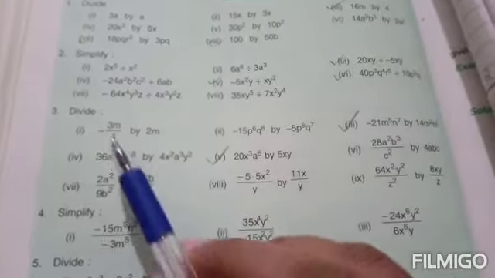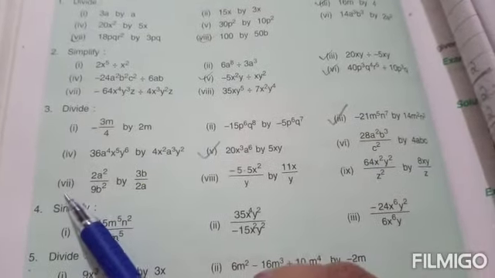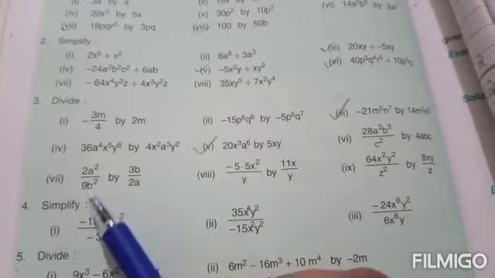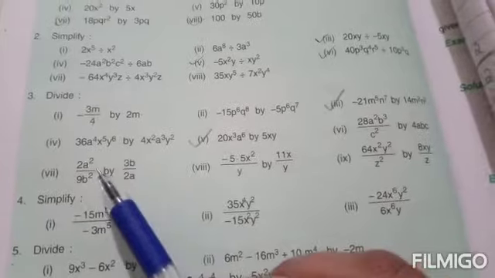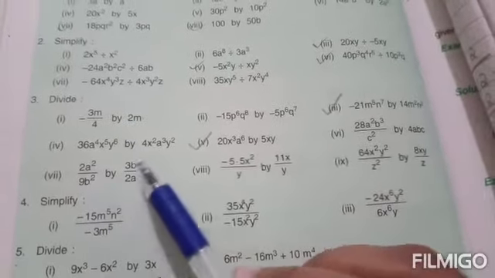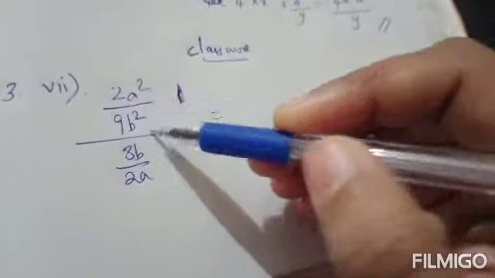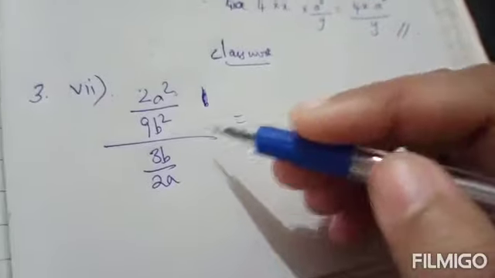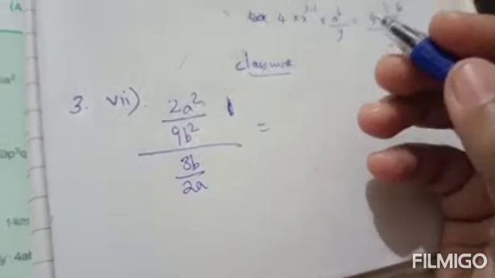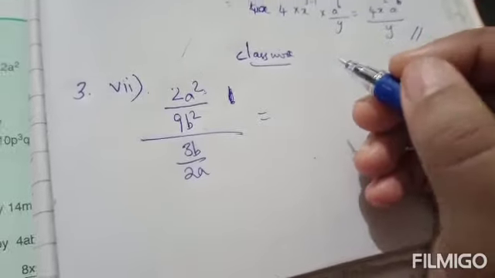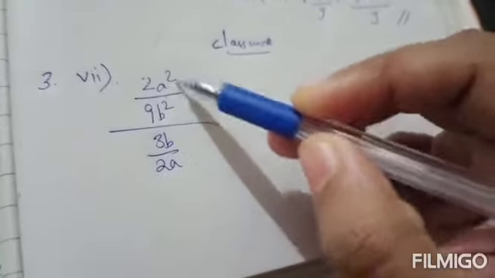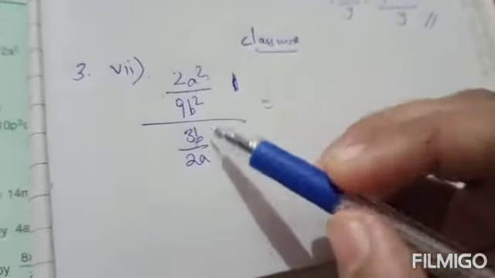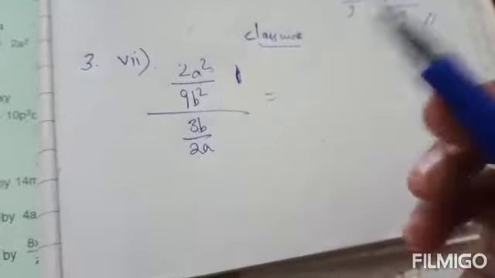So, next question. Divide 7th one. 2a square by 9b square by 3b by 2a. So here you can see it is in fractional form. So how will you do the division of a fraction? First, this is the numerator. 2a square by 9b square is in the numerator. Then 3b by 2a is in the denominator.